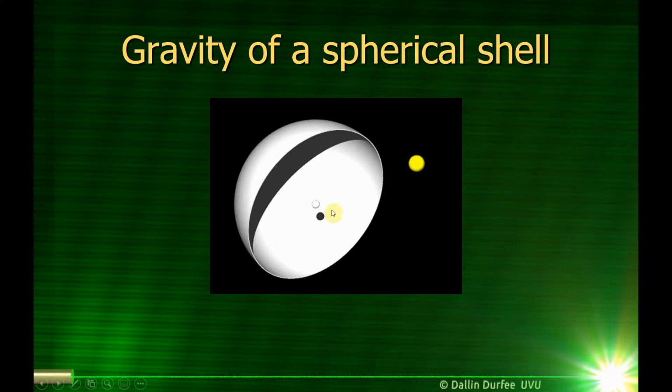If you're sitting outside a spherical shell of mass, you can treat that shell as if it was a concentrated point of mass in the middle. In other words, the force due to gravity from that spherical shell is the same as what you would get if you had all of that mass concentrated in the center of the spherical shell.